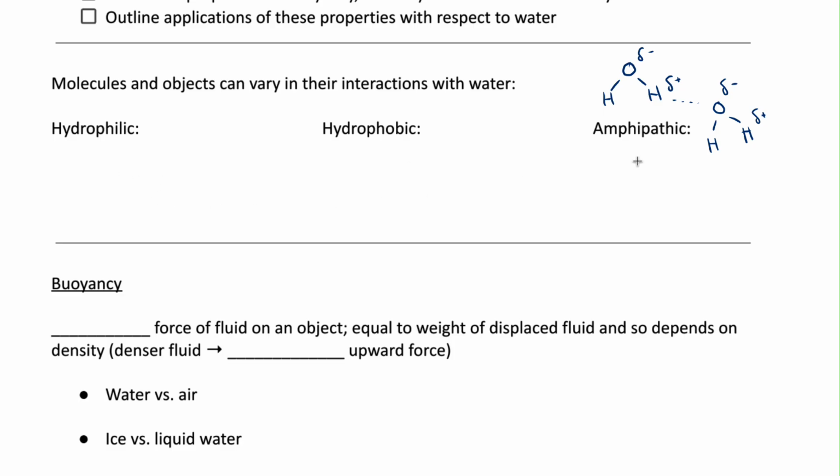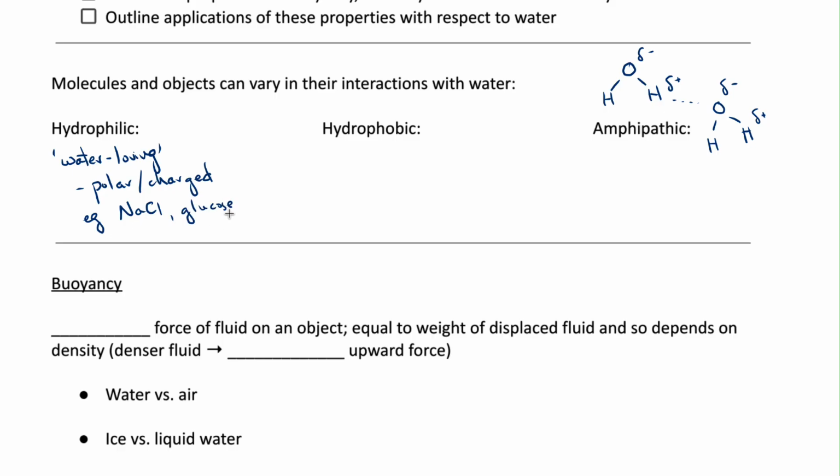Now let's add some language to that. We can use these terms hydrophilic, hydrophobic, and amphipathic to talk about how molecules interact with water. So hydrophilic means water-loving, and this refers to polar or charged molecules or ions, and they interact with either the negative oxygen or the positive hydrogen of water, and therefore they will be dissolved well. Examples would be things like table salt, sodium chloride, or glucose.